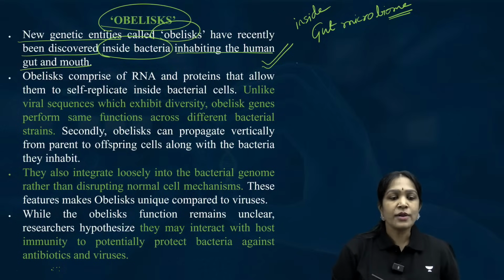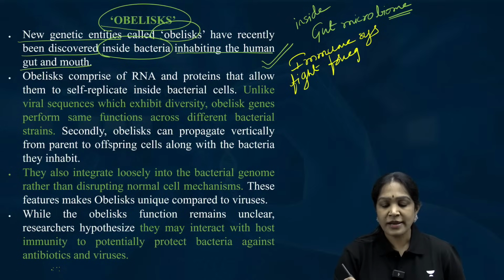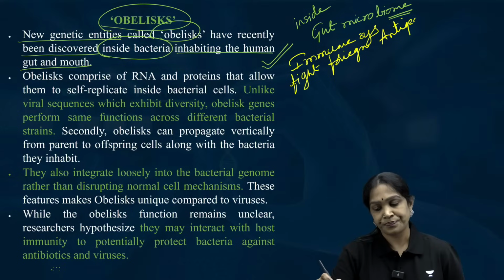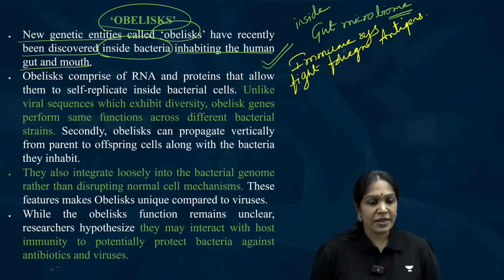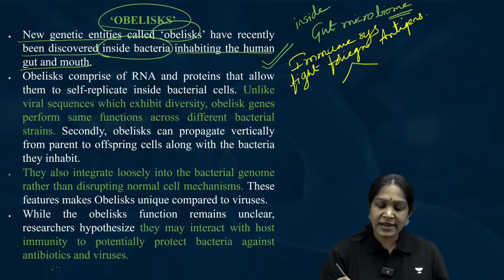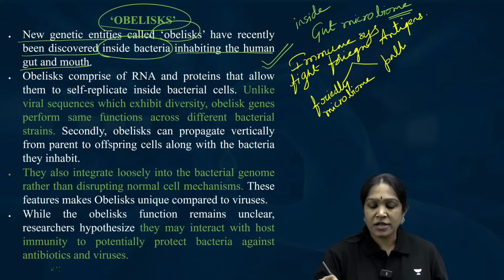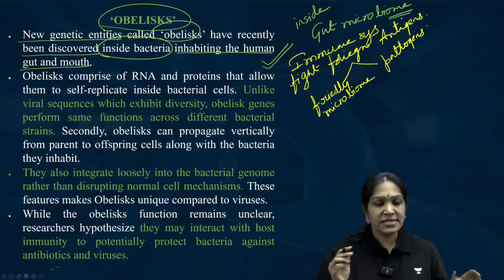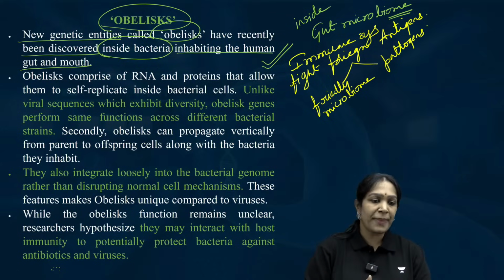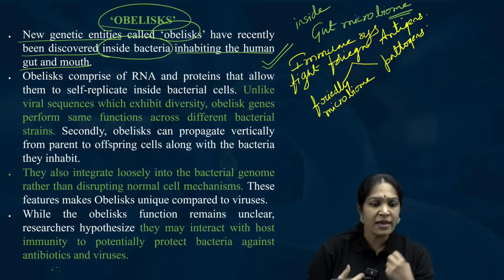Did you get this doubt? We have the immune system, isn't it? The immune system will always fight with foreign antigens, not our own antigens. In these foreign antigens, you have two types: the friendly microbiome, and we also have pathogens. Good and bad both. Some of them are helping us, some of them are pathogens.